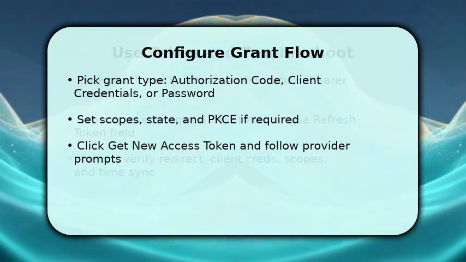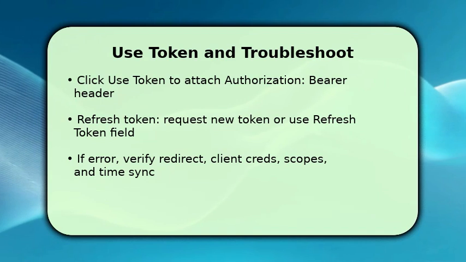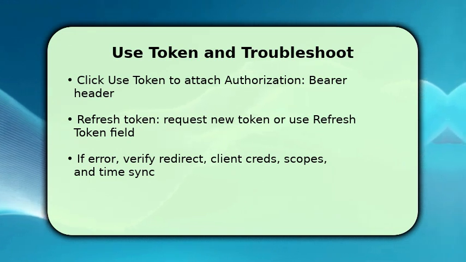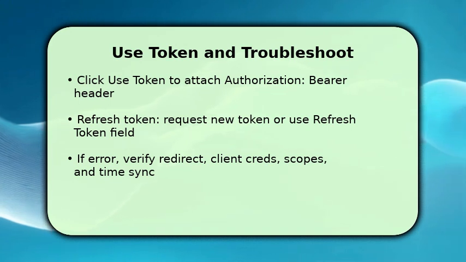You're at the finish line. Select Use Token to insert the authorization bearer header into the request and send it to your API. If the token expires, either hit Get New Access Token again or use a refresh token if provided. Postman can store it for reuse.